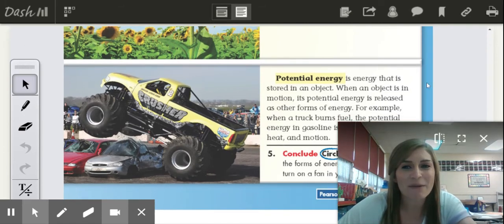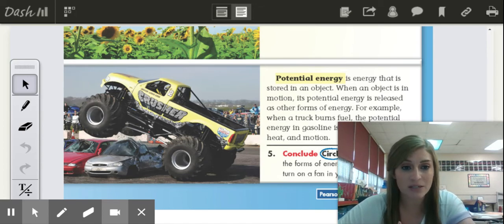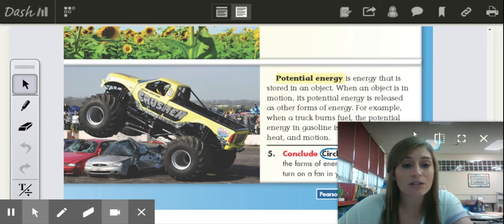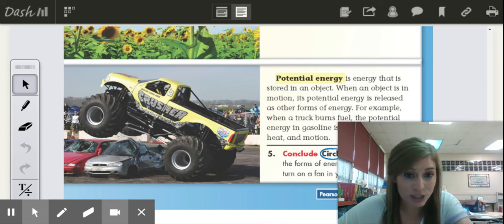All right, the last type of energy we're going to talk about today is called potential energy. Potential energy is stored energy in an object. When an object is in motion, its potential energy is released as other forms of energy. For example, when a truck burns fuel, the potential energy in gasoline is transformed into heat and motion.